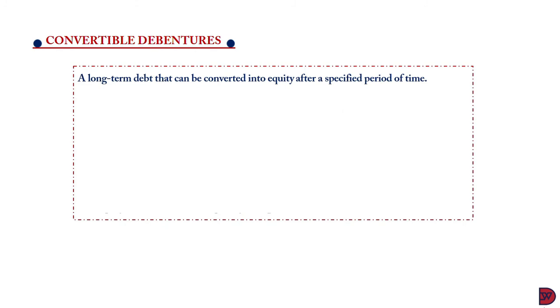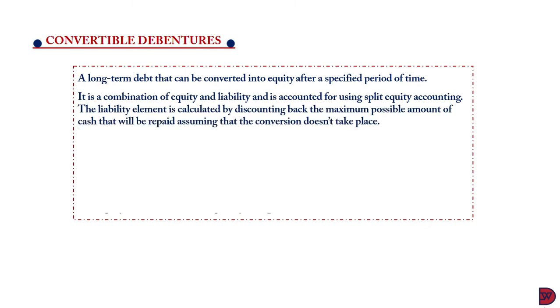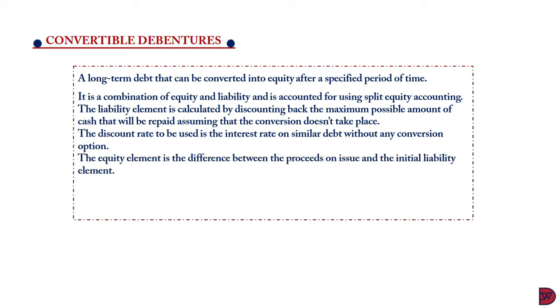This is a long-term debt that can be converted into equity after a specified period of time. It is a combination of equity and liability and is accounted for using the split equity accounting method. The liability element is calculated by discounting back the maximum possible amount of cash that will be repaid, assuming the conversion doesn't take place. So the discount rate to be used is the interest rate on similar debt without any conversion option. The equity element is the difference between the proceeds on issue and the initial liability element. So when you discount the figure to today's terms, you deduct the value that you get from the proceeds on the convertible debenture, and the difference is charged as equity.